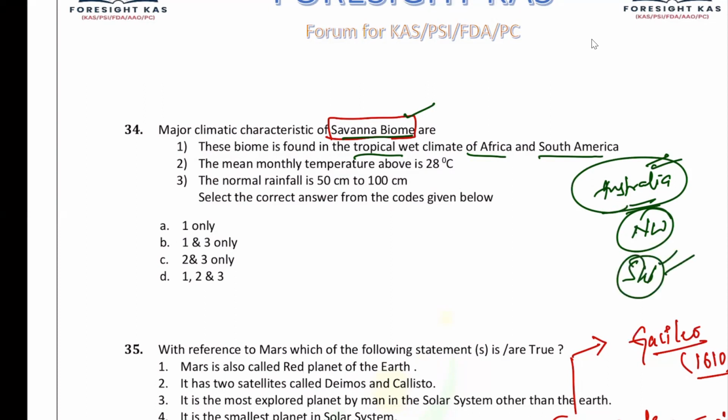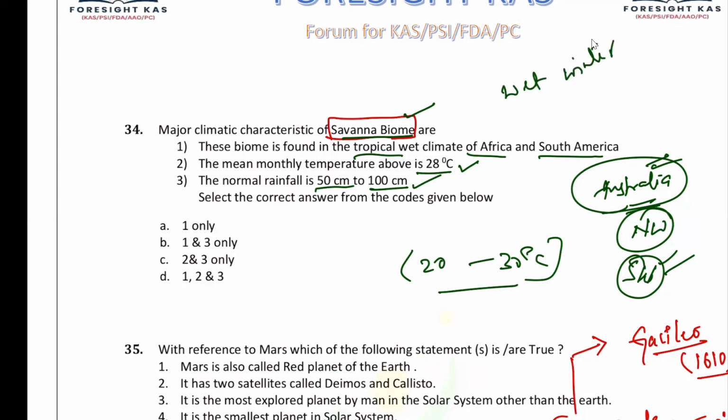The mean monthly temperature is 28 degrees. Yes, because the minimum temperature would be 20 and the maximum will be more than 30 degrees centigrade. So that is correct. Normal rainfall is 50 centimeters to 100 centimeters. Usually in the savanna biome, the beauty of this is the wet winter. So it means a lot of rainfall in this season because of the shift in the global climatic pressure belts, you can call it. So we have seen that. Okay. So all of this is correct.